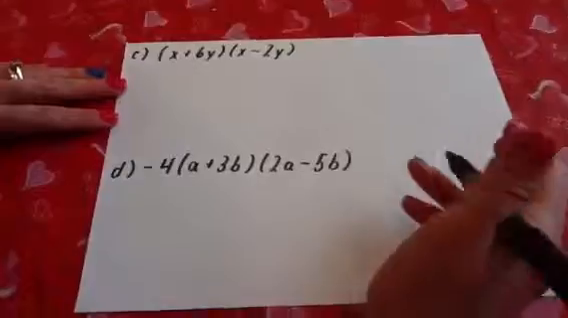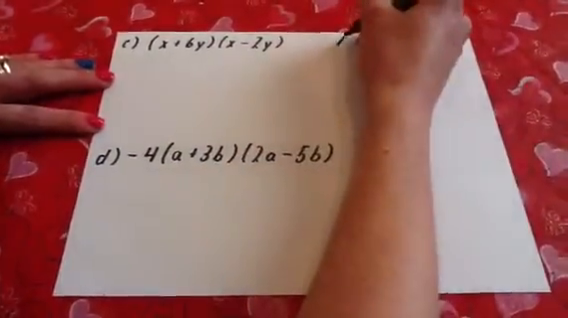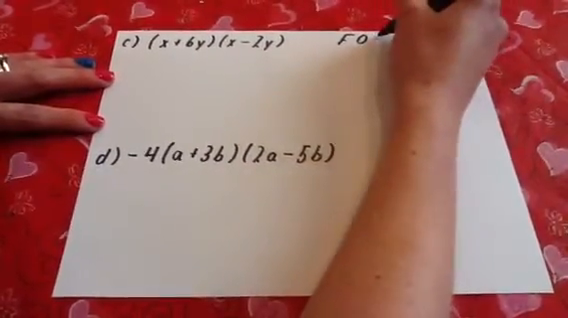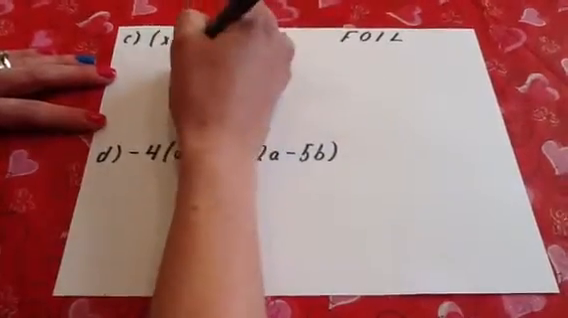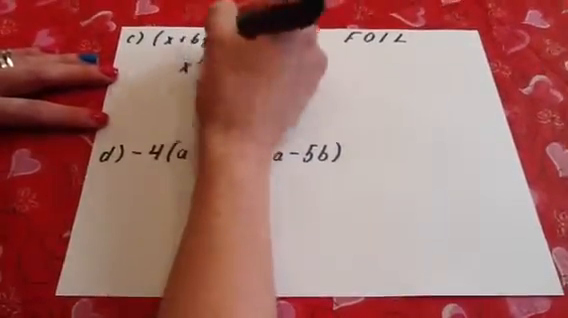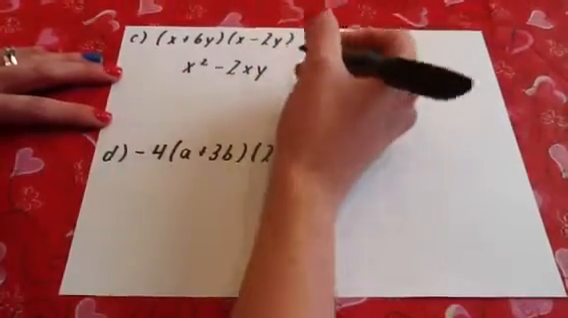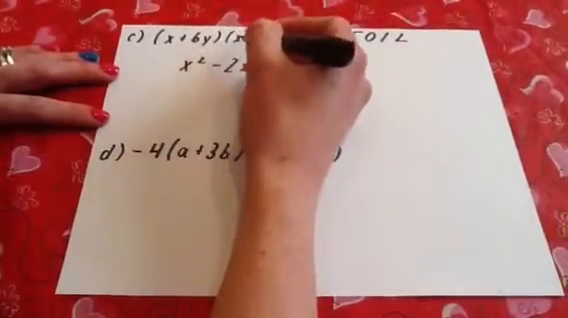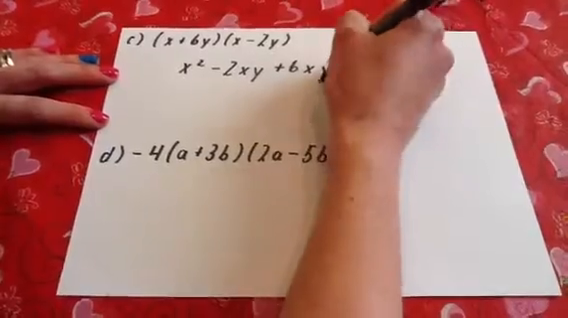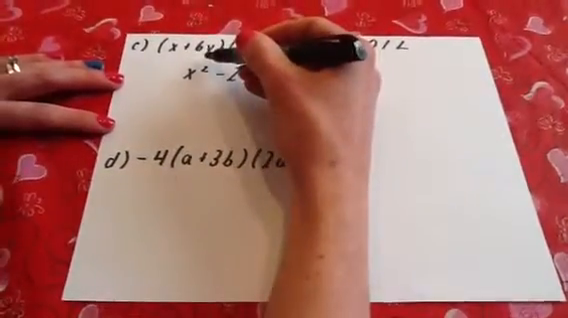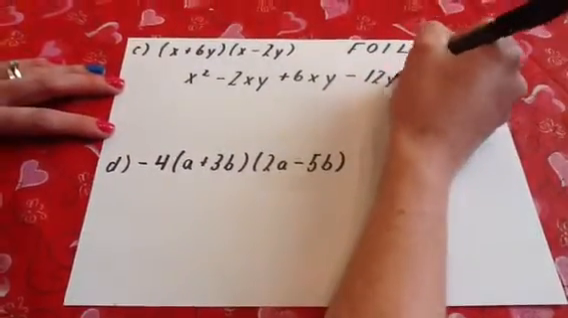Okay, let's try a couple more. So this time we're multiplying two binomials. So when we do that, we FOIL. So remember, FOIL is first, outside, inside, and last. So first term's x times x is x squared. X times negative 2y is negative 2xy. Inside, 6y times x is plus 6xy. And last term, 6y times negative 2y is negative 12y squared.